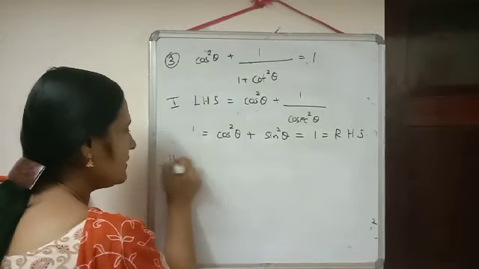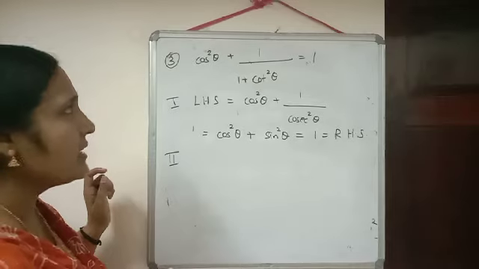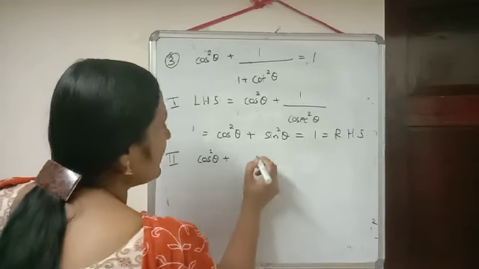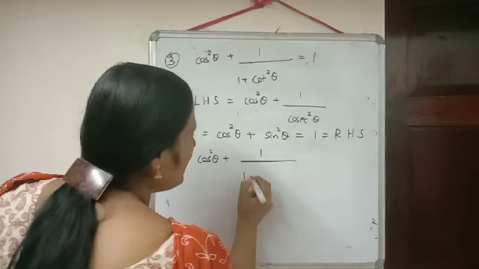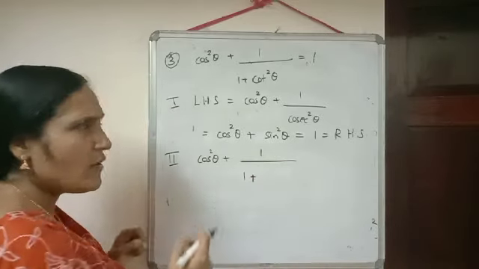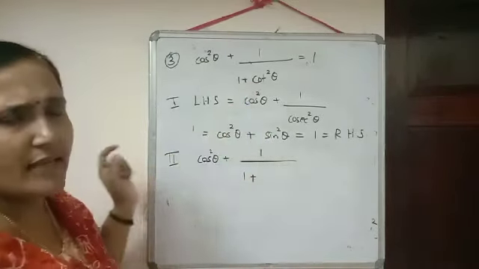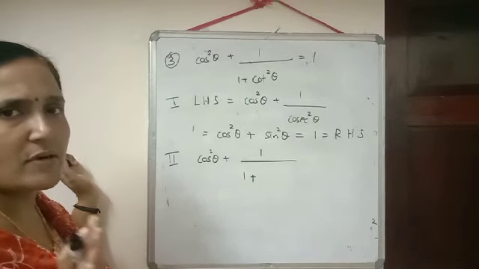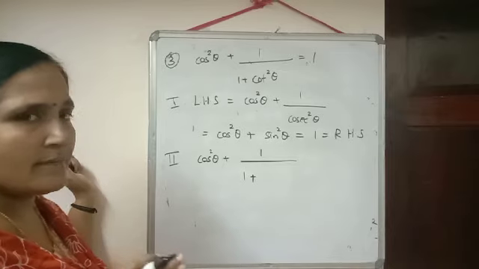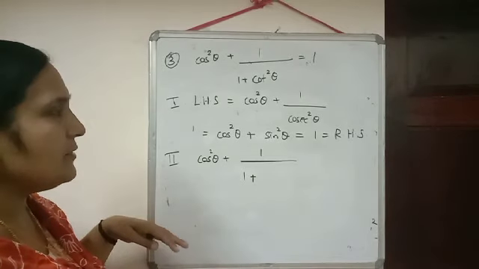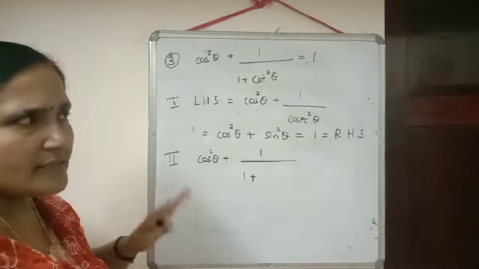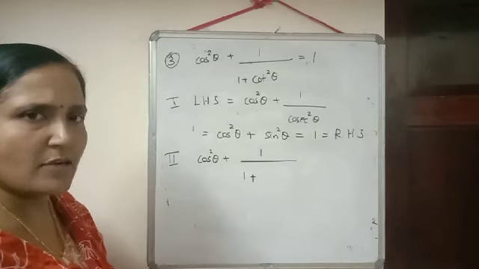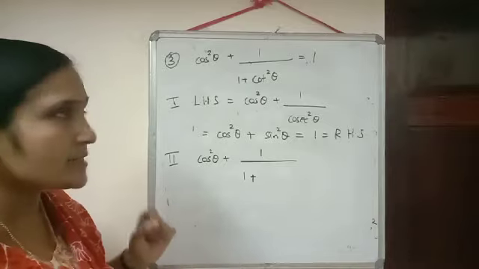Now the second method, how we can do the same question by another method. Cos square theta we will write as it is, plus 1 by... Normally students forget these identities. They remember only one identity, that is sin square theta plus cos square theta is equal to 1. So in that case, except sine and cos, if any other trigonometric ratios are there, you change them in terms of sine and cos if it is possible.